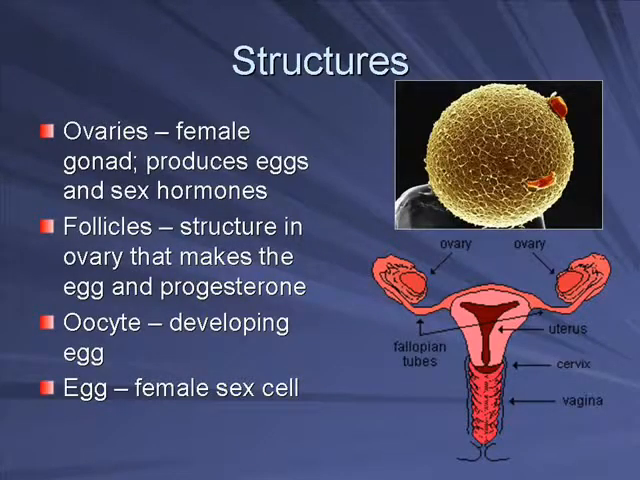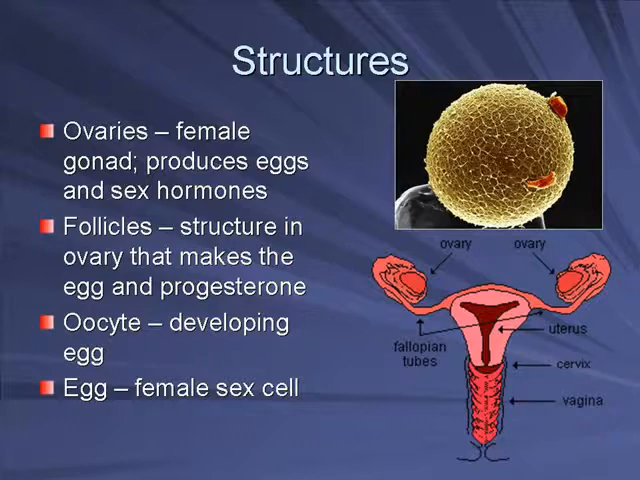Now, of the major structures, of course, there are the ovaries. Those are the female gonads. These are responsible for the actual production of the eggs and the sex hormones that we had mentioned before. Again, there's a right and a left ovary. They're paired. Males also have a paired structure that makes their sex cells, the testes. These are sort of the equivalent of those structures.